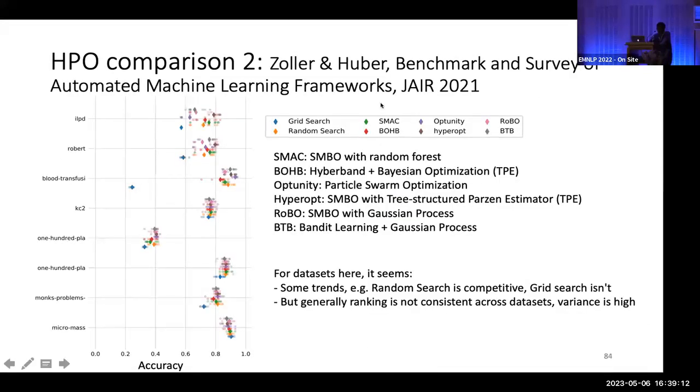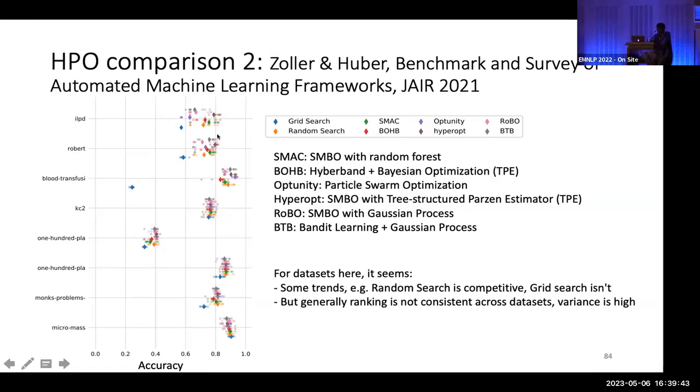Now this other paper is interesting. I think the main thing I want to get across here is they tried different HPO methods on multiple data sets. So each row here is a data set. And then they're showing the accuracy of different methods. For example, the blue dot is grid search. The red dot here is the hyperband method.